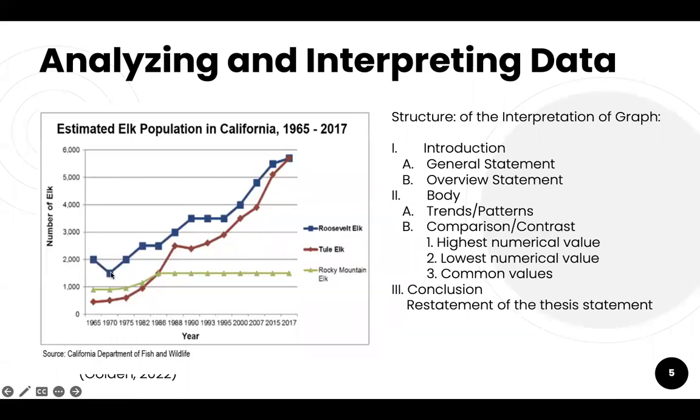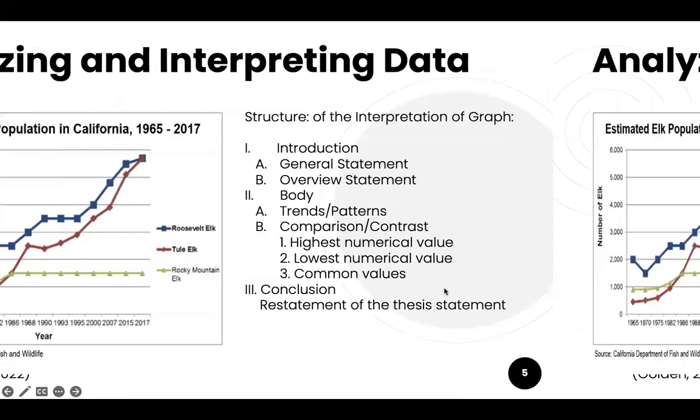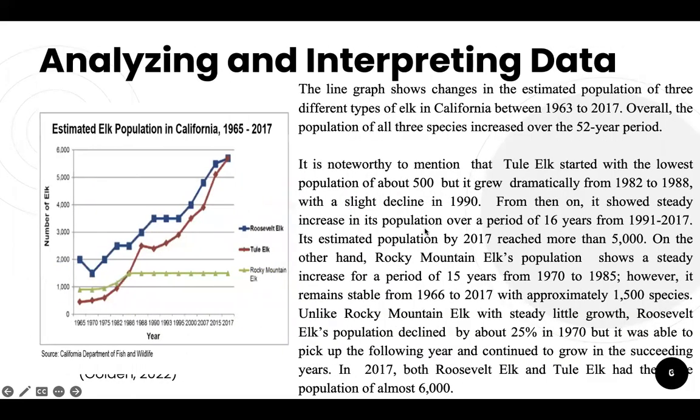You also look at the decline in the population of the Roosevelt elk by looking at the line graph here. So there, consider also the number of elk or the population. Consider the years here, in interpreting data. And the last paragraph is the conclusion. You have to restate your thesis statement or the main idea. So let's have a sample here.